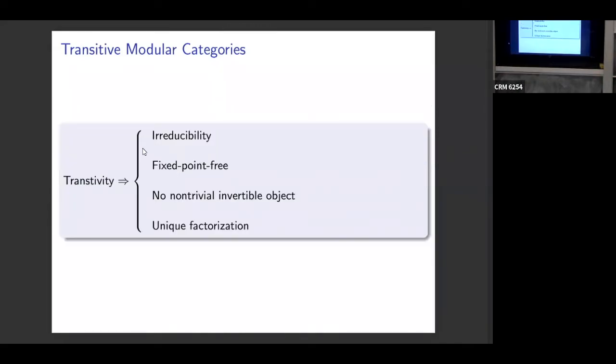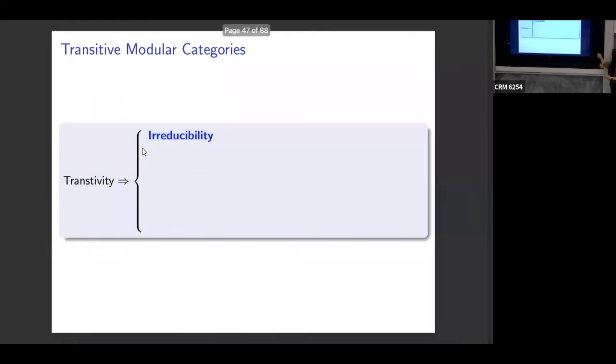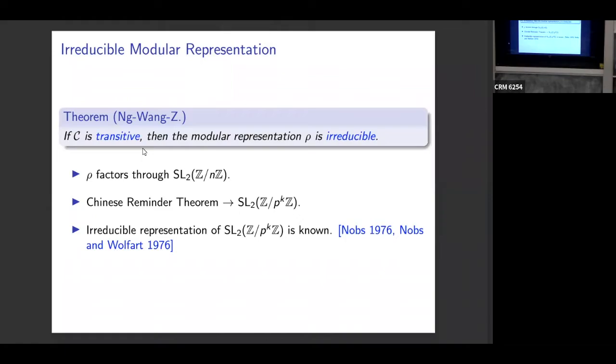It turns out that transitivity is a strong condition which implies a list of results that can make the classification possible. I list a few of them, and I will go through them one by one. Our first essential observation is that being transitive gives us an irreducible representation. The statement is as follows: if we have a transitive modular tensor category, then the corresponding modular representation is irreducible.